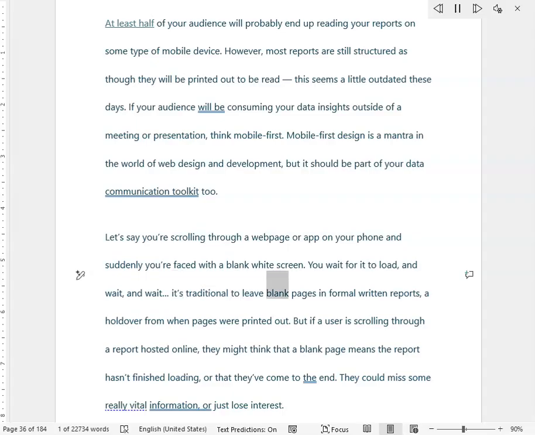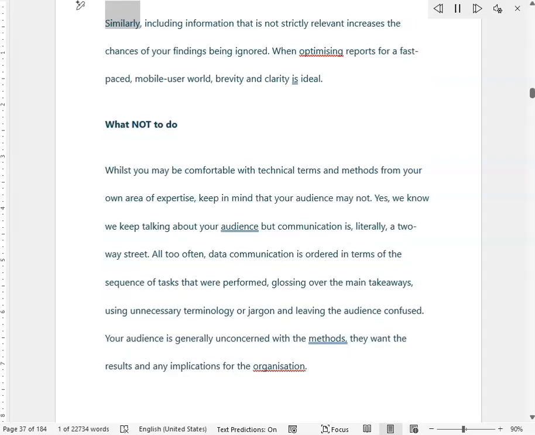It's traditional to leave blank pages in formal written reports, a holdover from when pages were printed out. But if a user is scrolling through a report hosted online, they might think that a blank page means the report hasn't finished loading or that they've come to the end. They could miss some really vital information or just lose interest. Similarly, including information that is not strictly relevant increases the chances of your findings being ignored. When optimizing reports for a fast-paced, mobile user world, brevity and clarity is ideal.